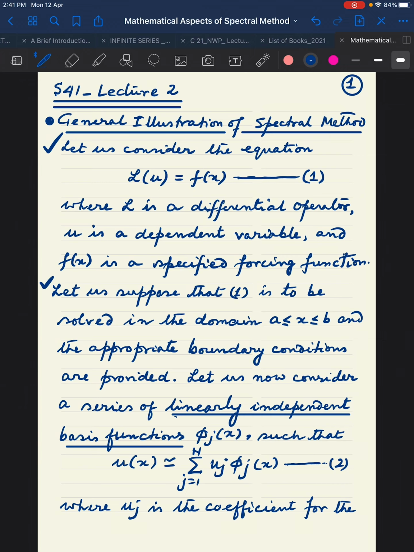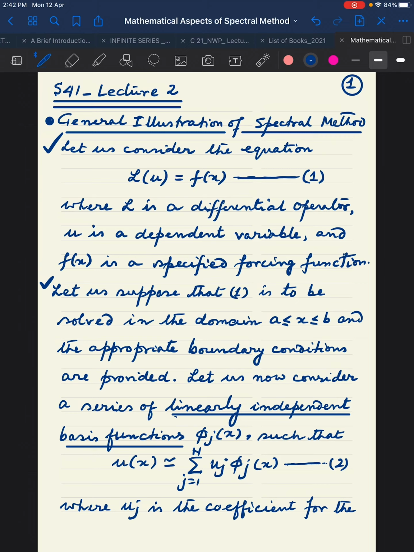Now let us start how to solve it. Let us suppose that (1) is to be solved in the domain a ≤ x ≤ b, and the appropriate boundary conditions are provided. Now this point is very important. In the domain a ≤ x ≤ b, when we are going to solve a differential equation, though in our textbooks it is not written that we are to solve it within a certain interval, it's not true for all values of x.